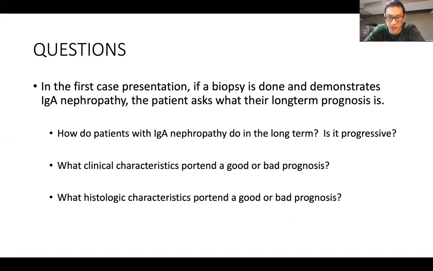And then how about histologic characteristics? What are we going to look at on the kidney biopsy to tell if a patient is going to do well or poorly? Can you think of anything?